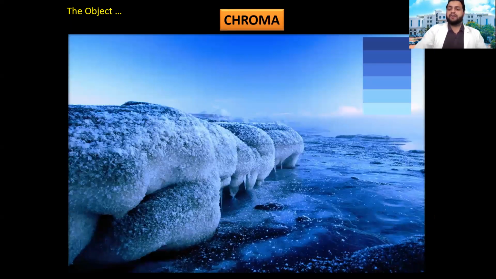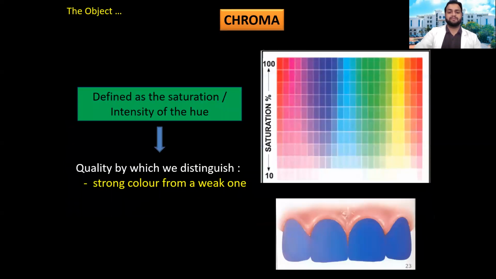We move on to the second component in color, that is chroma. Chroma is how blue it is. You can see this is a lake, probably a frozen lake. When you see the water and the sky here, you can see how blue the water is, how blue the sky is, the difference, the saturation. You see how intense that particular color is. That gives you the idea of chroma.